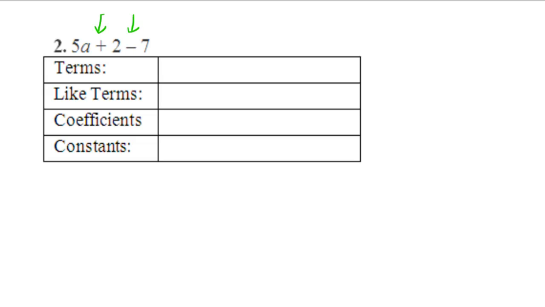So I have 3 different things. I have 5a as the first term, 2 is the second term, and this time it's not going to be 7, it's going to be negative 7. And that's an important part. Even though I'm seeing this as 2, technically that plus sign is there, and technically it's a positive 2. So when I group my terms, I'm going to circle and include the sign with that term. So in this case, it's a positive 2, and in the 7's case, it's a negative 7.